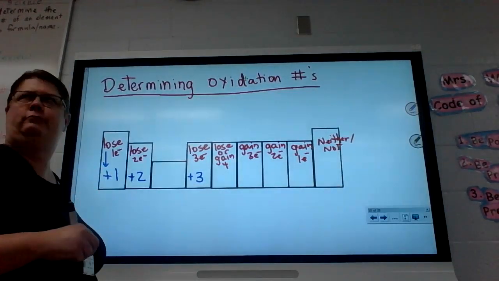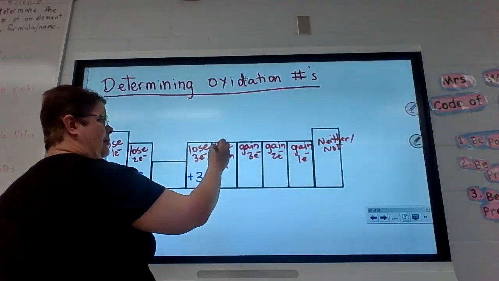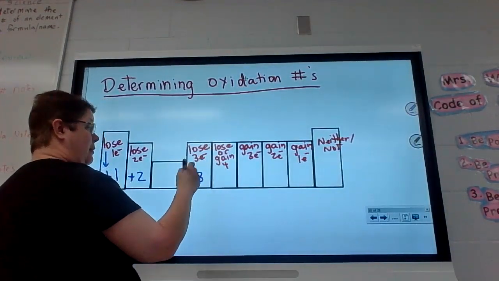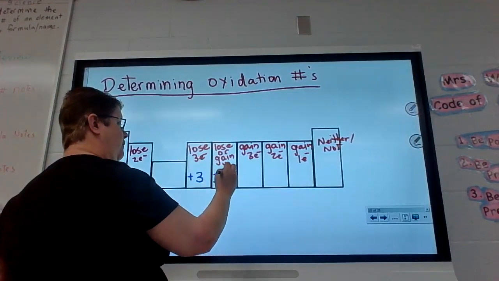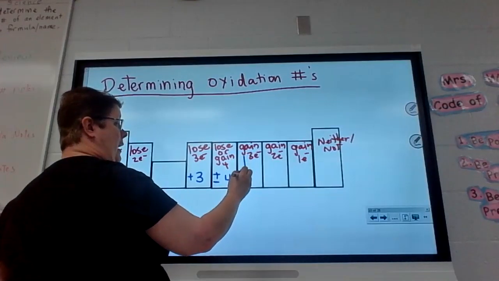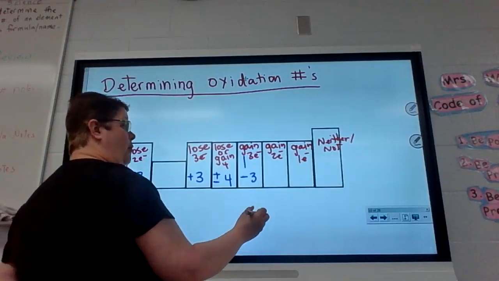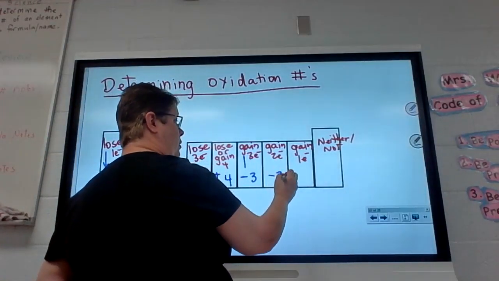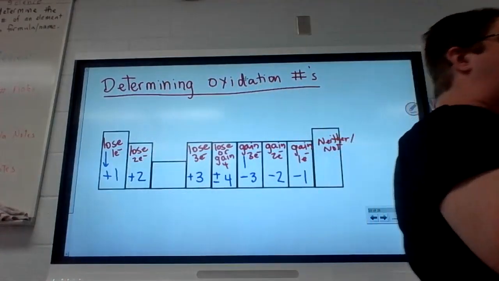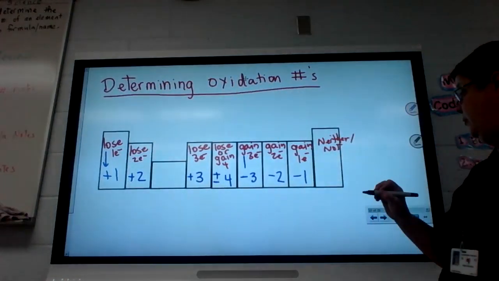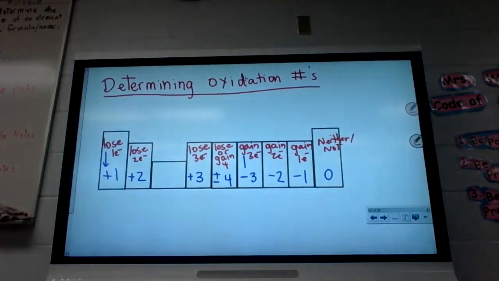Lose means what? So what do you suppose gain means? -4. So gain will be -3. Gain will be -2, -1. And now with it being neither, or not losing any, it'll be what? It'll be 0.